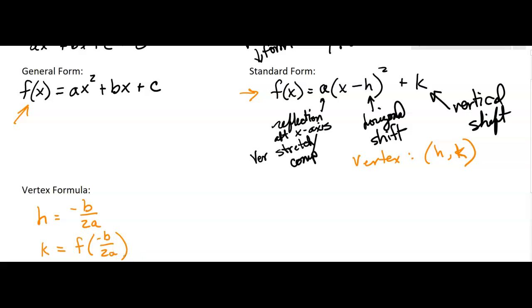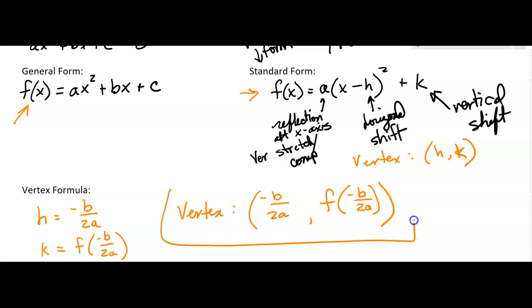Sometimes I'll write the vertex formula this way. The vertex of a quadratic function is going to be negative b over 2a, the opposite of b over 2a, and then you have to evaluate the function at whatever you got for h. This is generally how we write the vertex formula. I'm sure it's in your book. They kind of wrote it out in pieces, I think, for h and k, but either way.